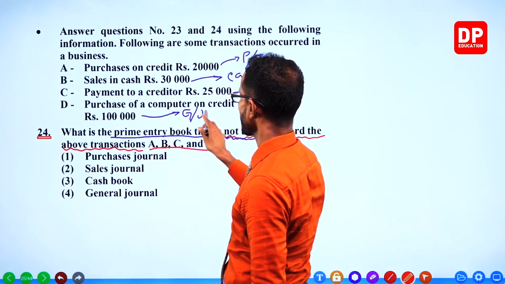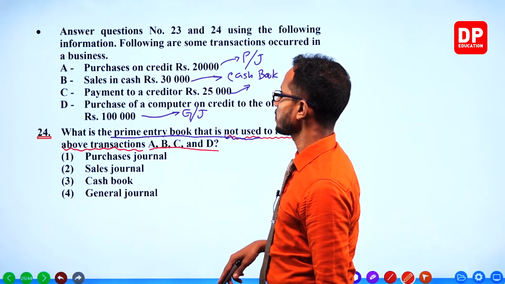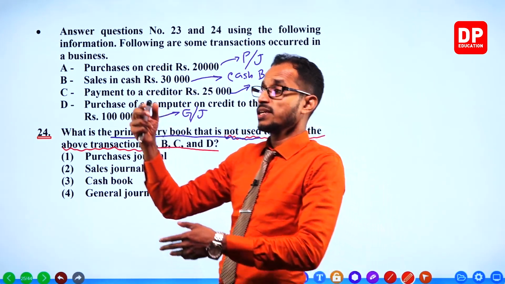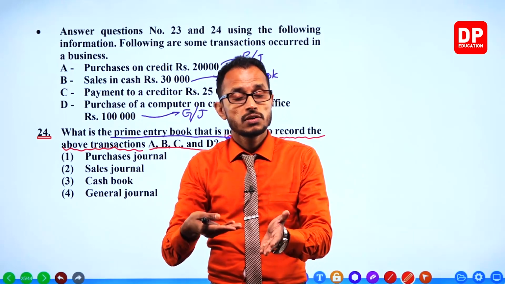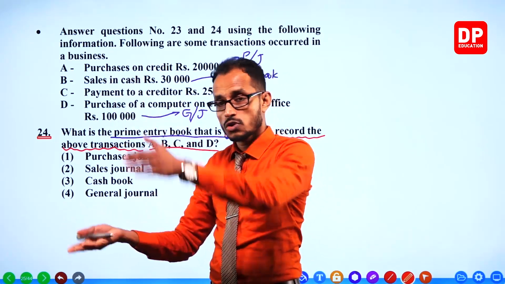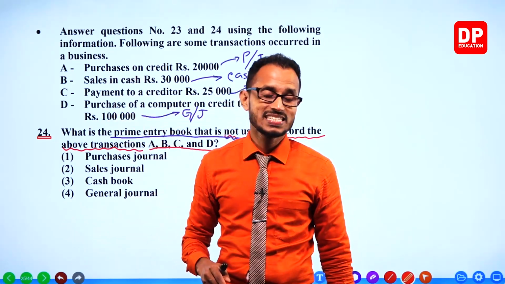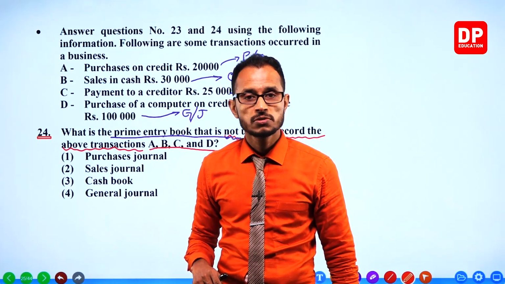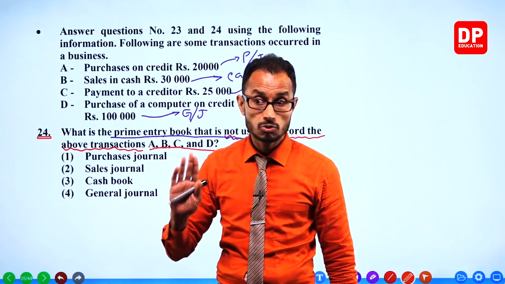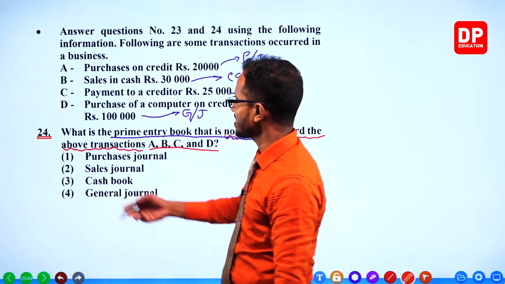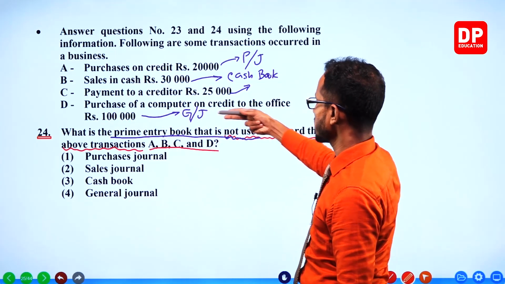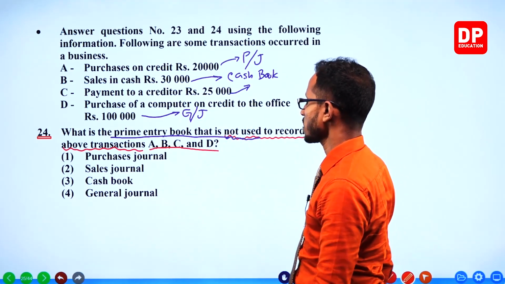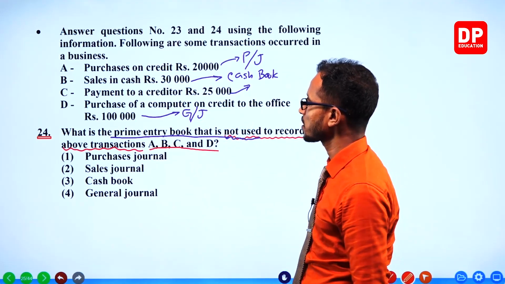General journal. Because you are not purchasing goods. If you purchase goods, that goes to the purchaser's journal, purchasing goods only on credit. Only purchasing goods. This is a purchasing of a computer on credit. It goes to the general journal, okay?